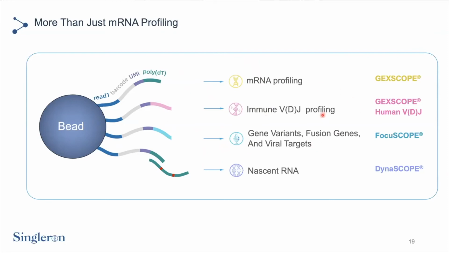The second one is the human VDJ profiling, immune VDJ profiling. If you're an immunologist and you're interested in knowing the clonal expansion of T cells, then this is the right tool for you. And there is another unique tool that we came up with. We call it ProMoSCOPE. What we do is we design specific sequences that capture specific genes. But when you capture those genes, you can specifically look at the genetic variants, fusion genes, and viral targets.